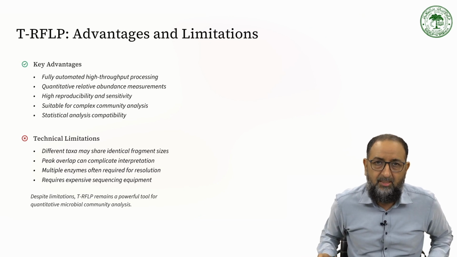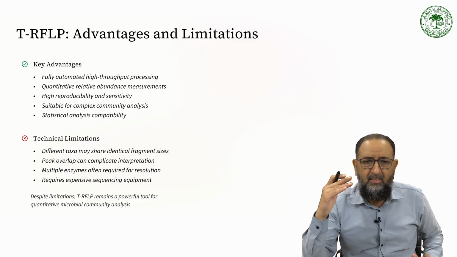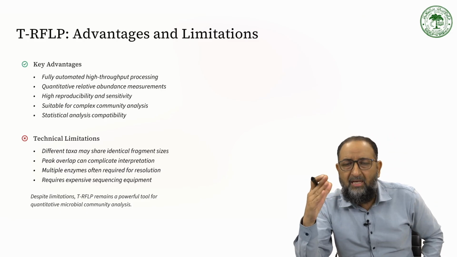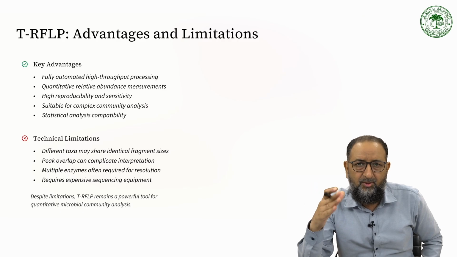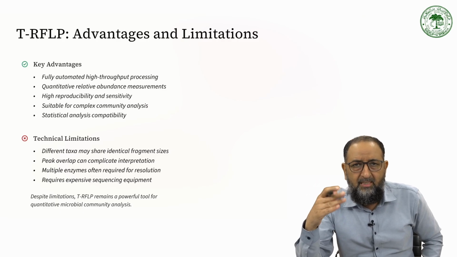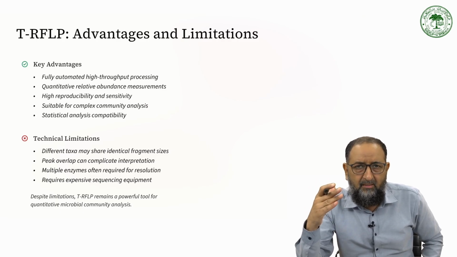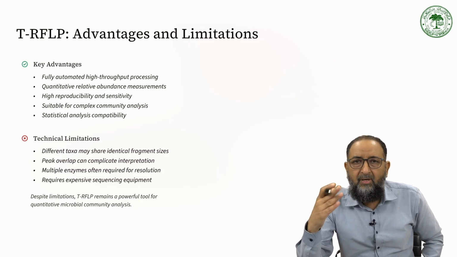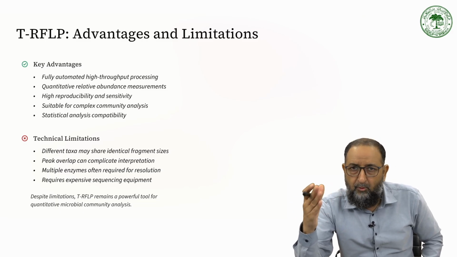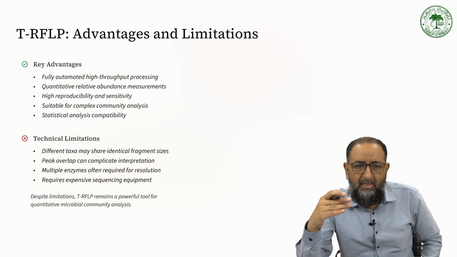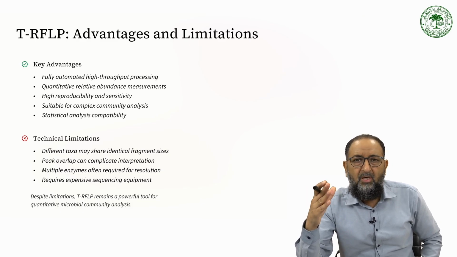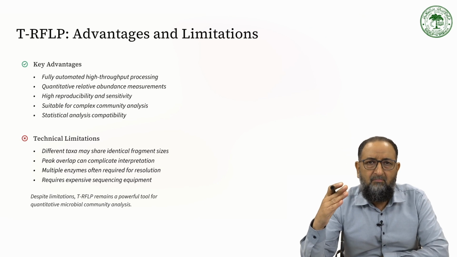The different taxa may share identical fragment sizes. So sometimes it happens that there is a lot of overlapping of these taxa sizes, genome sizes. That is where we have to differentiate with a different technique. Now, peak overlap is just like band overlap in the case of a gel. Then multiple enzymes are often required for resolution. So not like earlier, you can have multiple enzymes also.